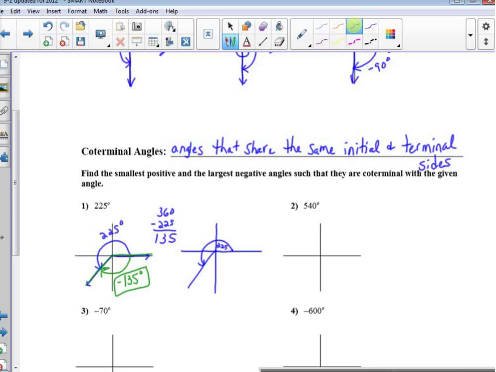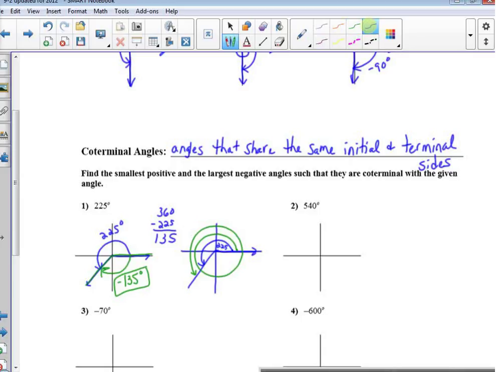I'm going to need to find the smallest positive. So you can't say 225 is coterminal to itself. So you should have it start at the same spot, and then have it go 360 and then that additional 225. If you think about it, that angle will have the same beginning and end. So it's a coterminal angle.